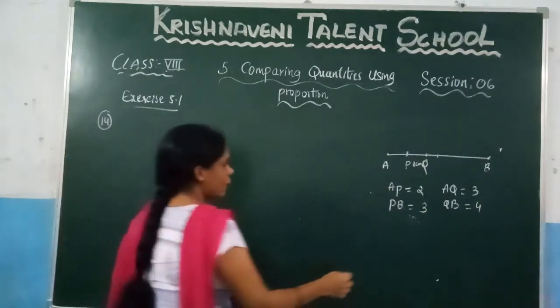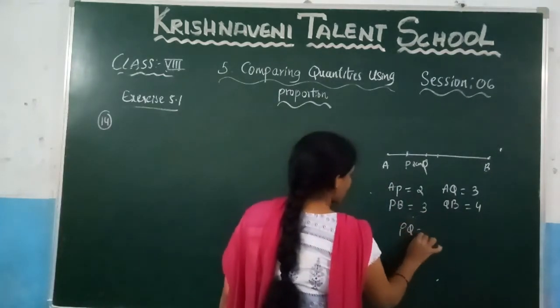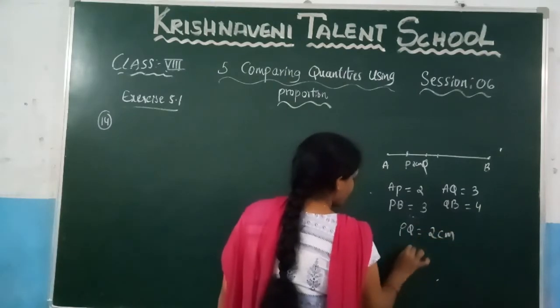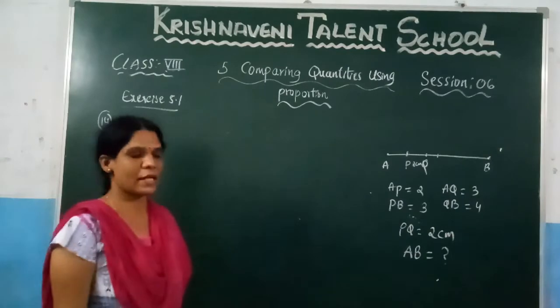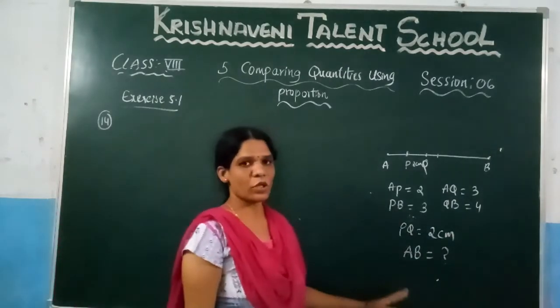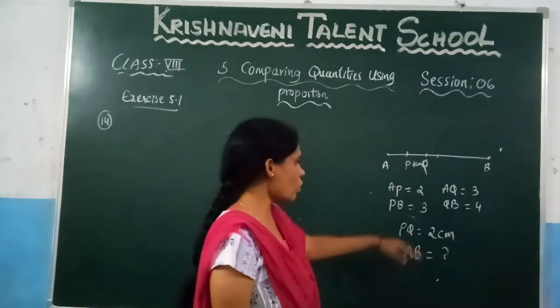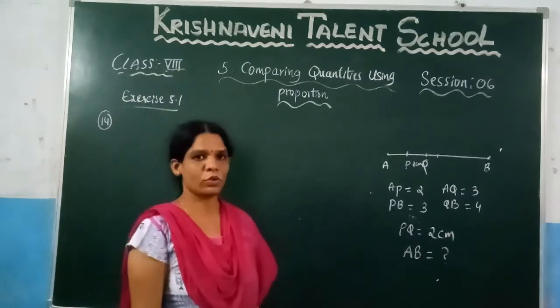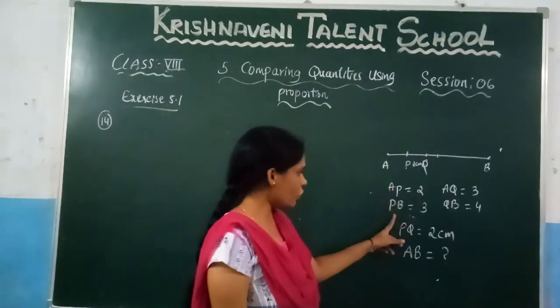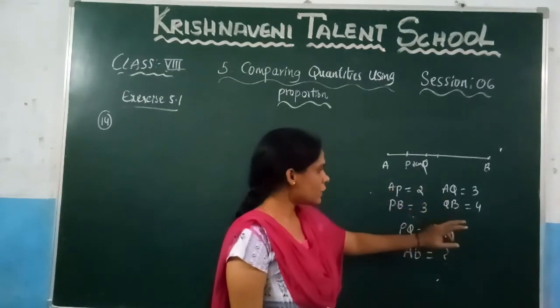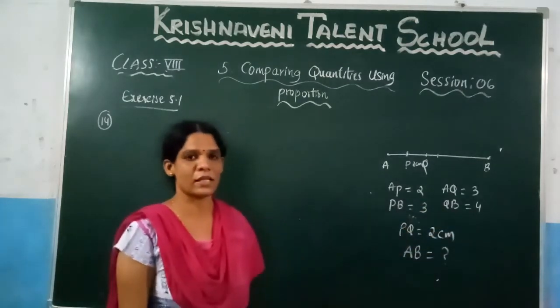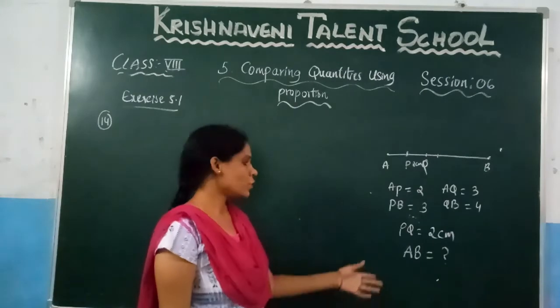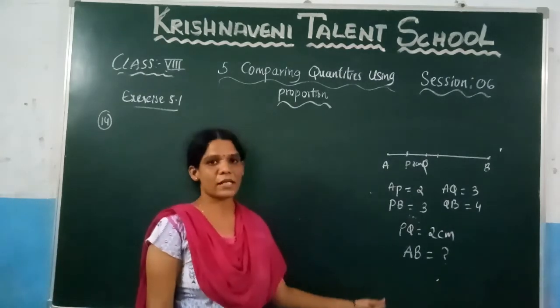So again what they have given here, PQ is equal to 2 centimeters. You need to find what is the length of AB. Right? This is what they have given. Now if you want to find the length of AB, you can use all this information. What you know here: the length of AB, the length of PB, the length of AQ, the length of QB and the length of PQ.